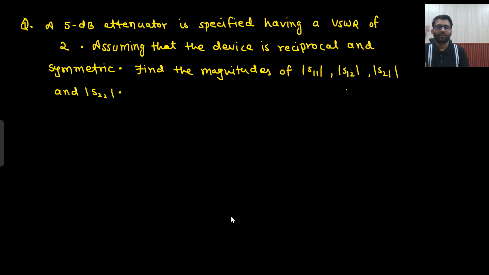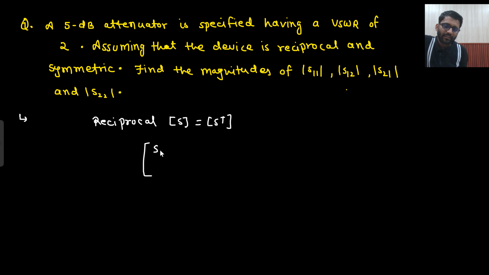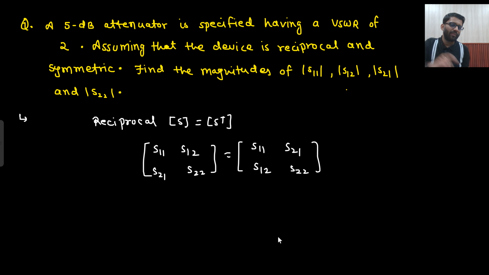Very easy. Now this is a new kind of problem for you. You might not be able to solve it. And one more term is there. The device is reciprocal and symmetric. So for reciprocal, I have already told. If the network is reciprocal, then S is equal to S transpose. Let's understand it more. What is your S? S11, S12, S21, S22. And what could be your S transpose? That would be S11, S21, S12 and S22. If both of them need to be equal, that means S12 has to be equal to S21, right? So if S12 is equal to S21, then certainly the matrix is reciprocal.